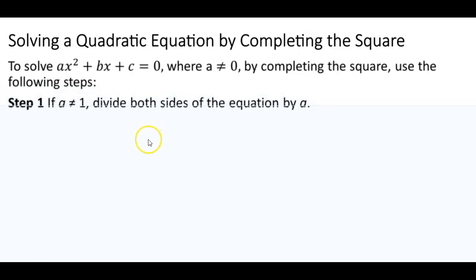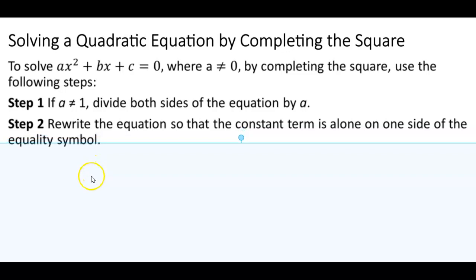The first step is the following. If the value of a in this scenario is not equal to 1, you divide both sides of the equation by whatever the value of a is.